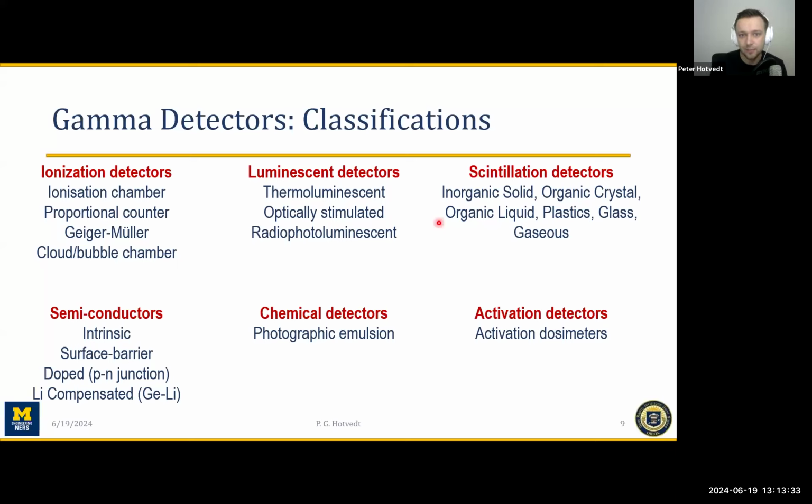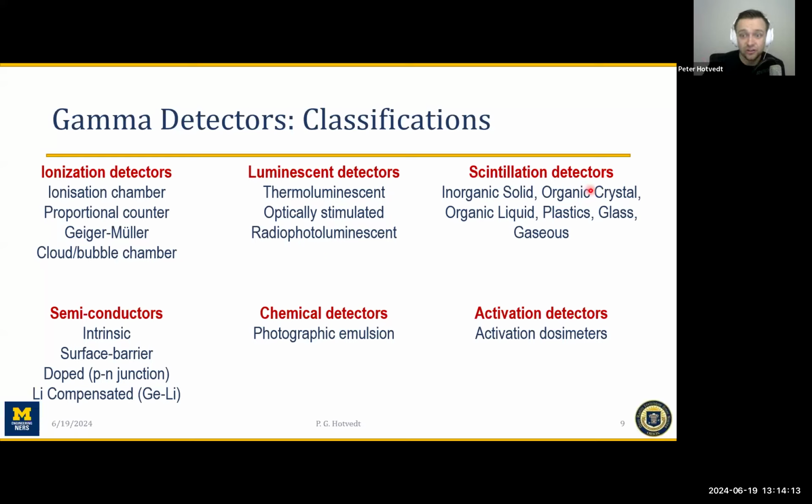There's a lot of different gamma detectors, and we're going to classify them. First is these ionization detectors. These are ionization chambers, proportional counters, and Geiger-Müller detectors, cloud and bubble chambers. These are primarily gas-based. We're going to talk about these first, but there's some other ones I want to talk about as well here really quick. There's these luminescent detectors, which are thermoluminescent or radiophotoluminescent. If English is not your first language, this might look like a lot of letters all in a row. It's a lot, I understand. But basically, it's just photoluminescent detectors that measure radiation.